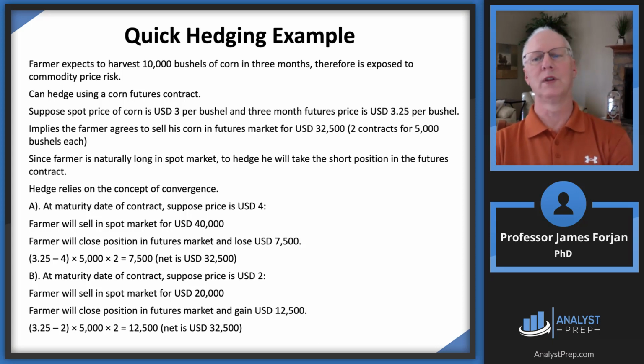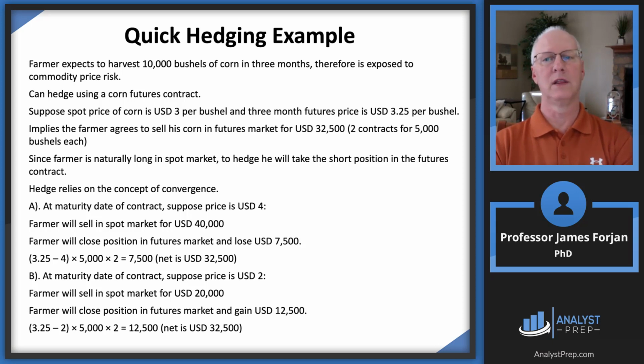Now remember, the farmer's selling 10,000 bushels of corn. The standard contract on the futures exchange is 5,000 bushels, so the farmer will need 2 contracts, right? 10,000 divided by 5,000. That's going to be an important number when we work through the example inside of this chapter.